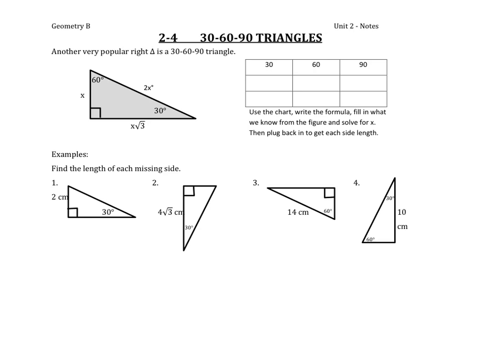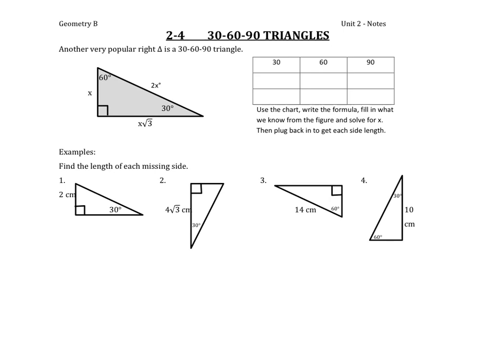Right, now we're going to take a look at 30-60-90 triangles, which are another very popular special right triangle. So you can see that the side opposite the 30 degrees has a value of x. The side opposite the hypotenuse is double that, so 2x. And the leg that is longer is x root 3.